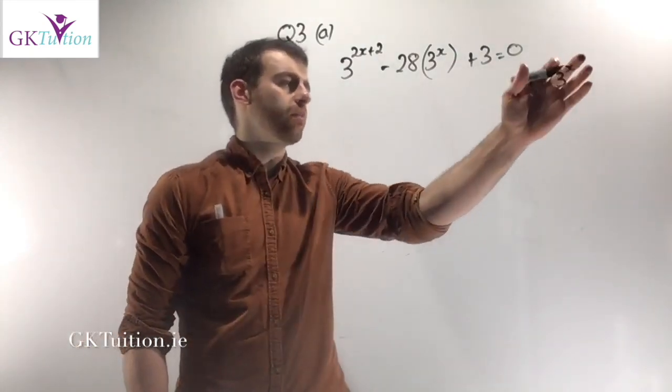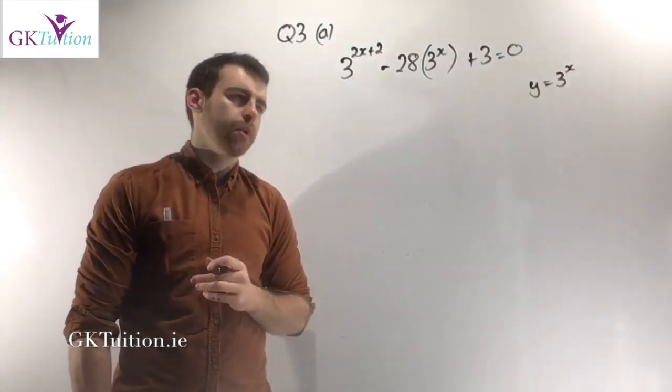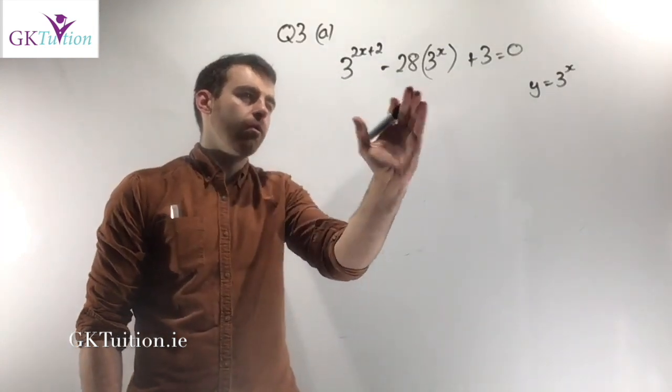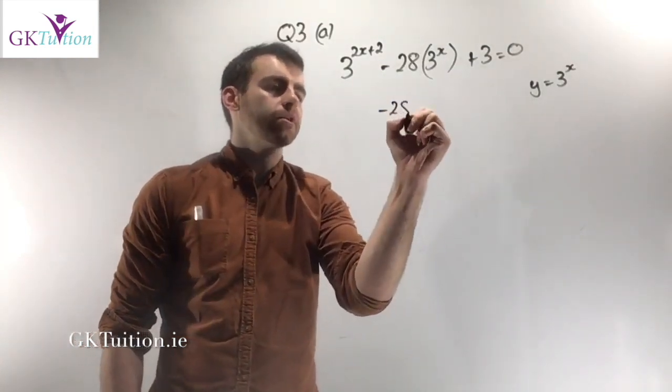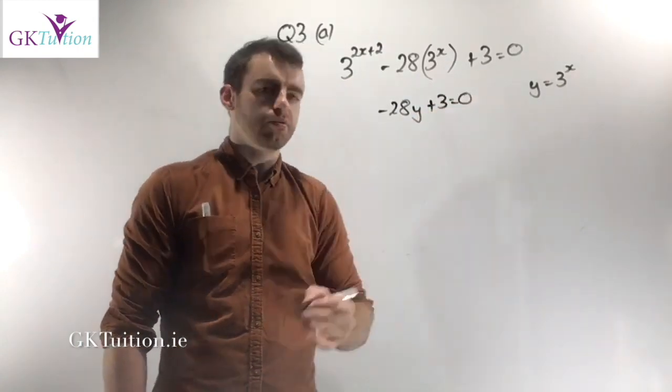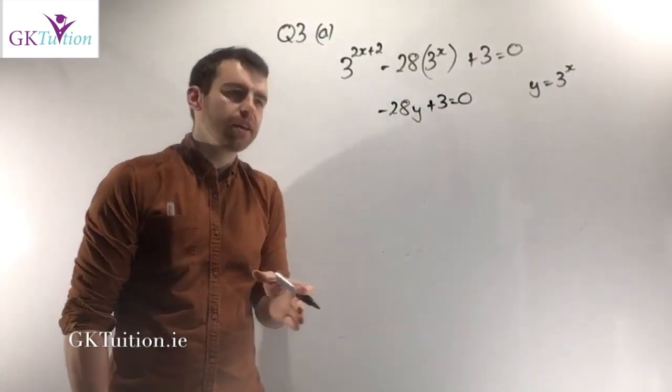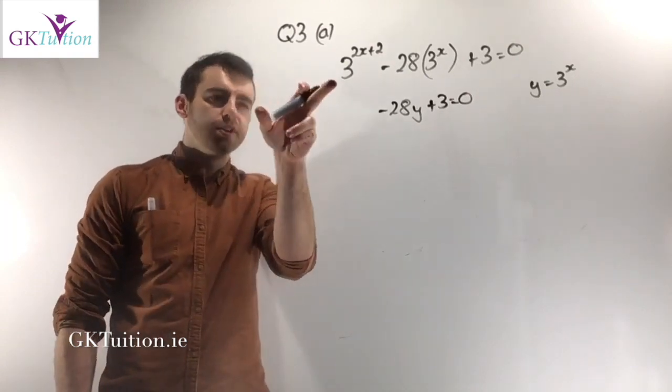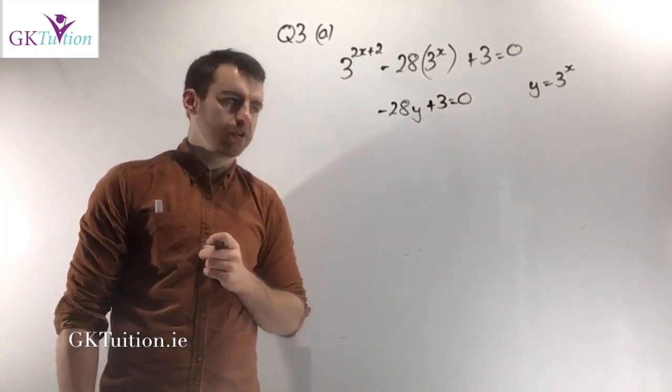Instead of 3 to the power of x, you can sub in a y. If I do that, let's look at what would happen to the middle term. The middle term will become minus 28y, and the last term is obviously just the 3. The problem lies in figuring out what to do with 3 to the power of 2x plus 2.